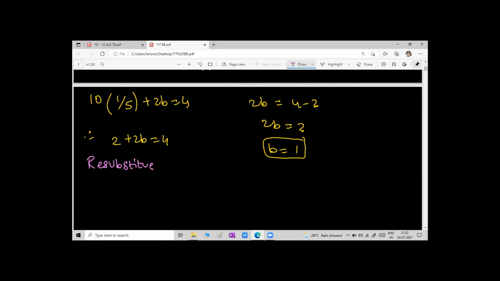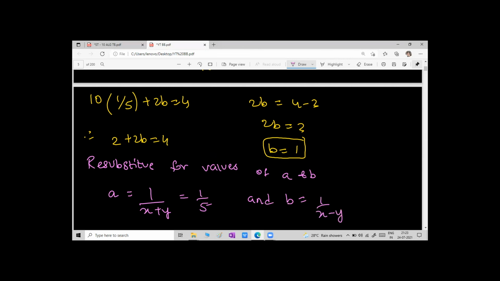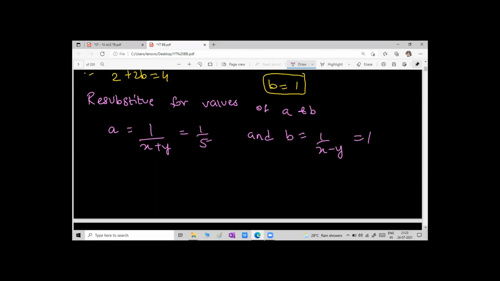Substitute the values of a and b. Resubstituting the values of a and b, keep it simple and crisp. This gives 1 upon x plus y, which is equal to 1 by 5. And b is equal to 1 upon x minus y, which is equal to 1. Okay, understood till here? Shall I go ahead?